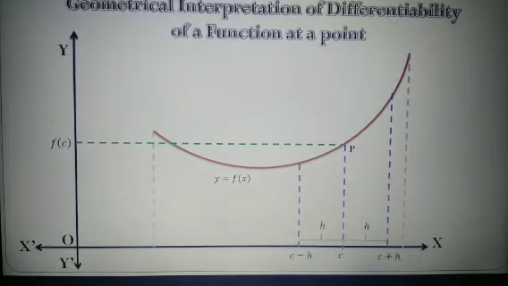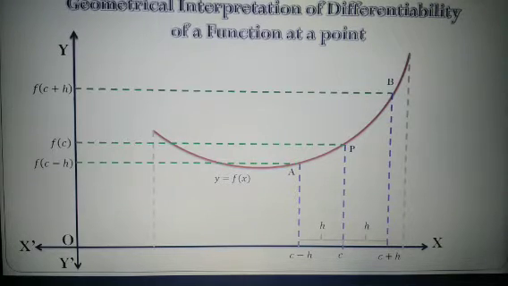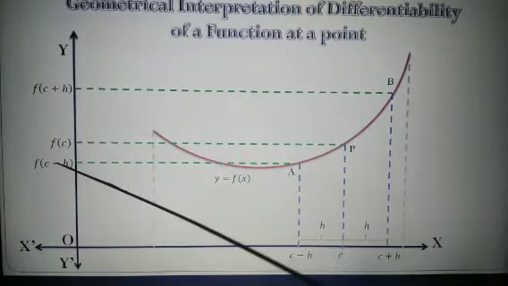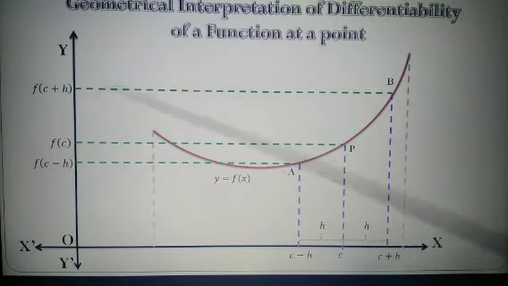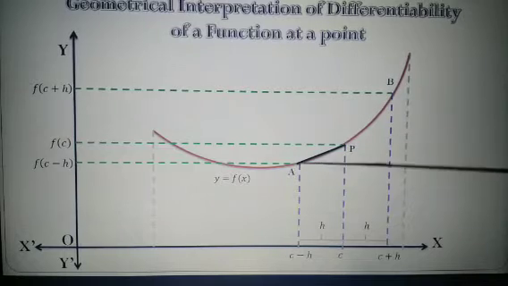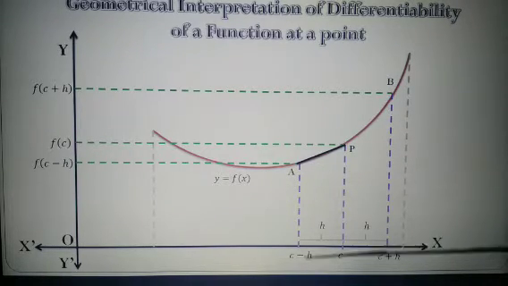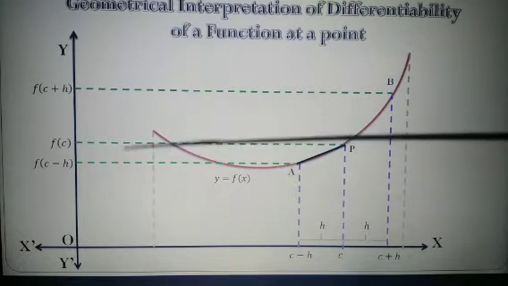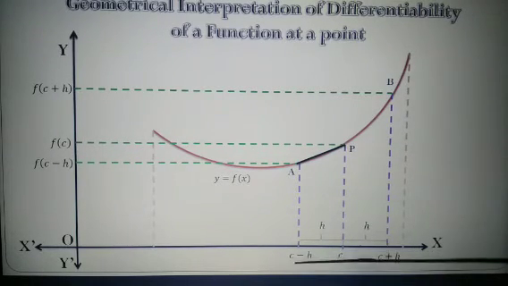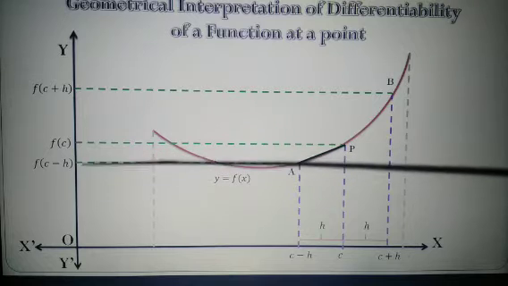So similarly the corresponding y value will be given by, okay, first let me call this point a and let me call this point b. So the corresponding y value will be given by f of c minus h, and this will be f of c plus h. Okay, now let me join a and p. So it is line AP. Okay, now let us find what is the slope of line AP. Here the coordinate of A is c minus h comma f of c minus h, x comma y. X is c minus h and y is f of c minus h.